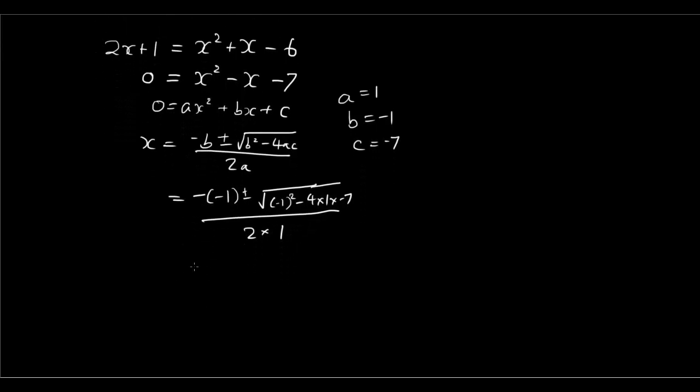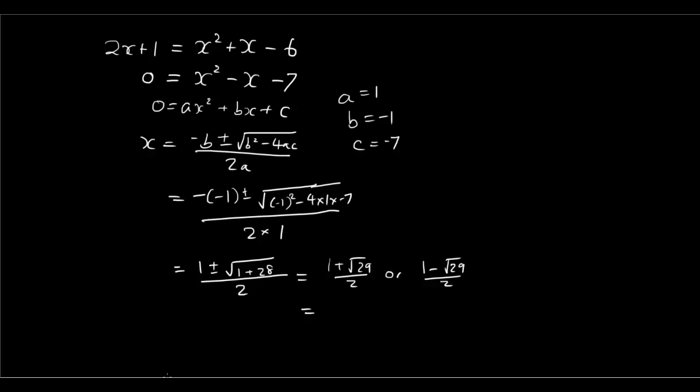We're going to keep going with that, so it becomes 1 plus or minus square root of 1 squared, which is 1, plus 28, because negative times negative becomes a positive, over 2, which makes it 1 plus square root of 29 over 2, or 1 minus square root of 29 over 2.